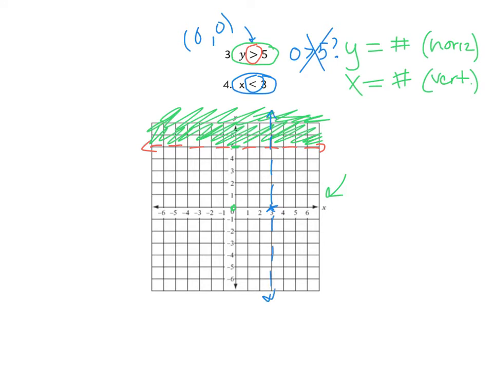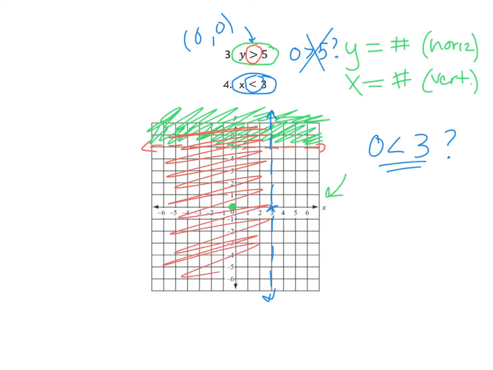And if I were to test the origin again, picking that origin point, notice there is only an x value to plug in. So if I plugged in 0 for x, 0 less than 3 would be our statement to see if it's true or not. And is 0 less than 3? Yes, that's true. So since that is true, we're going to shade the same side as that point. So in this case, I'm going to shade it in red here. That's the graph of that second one.